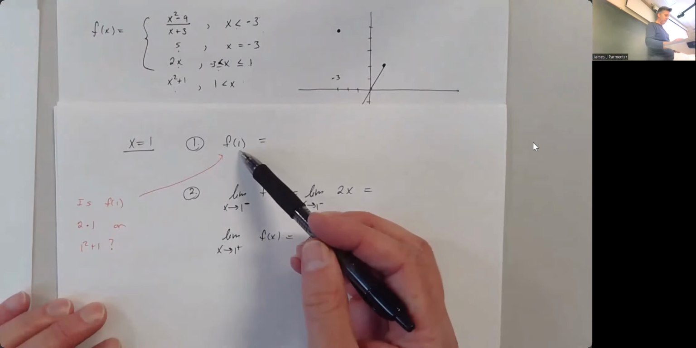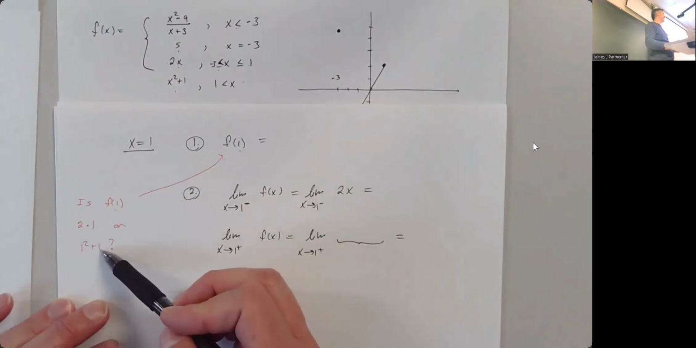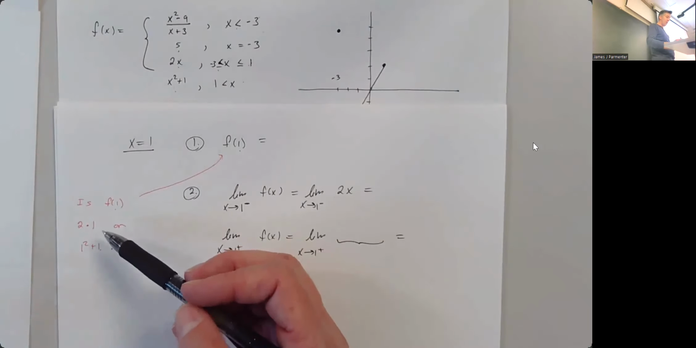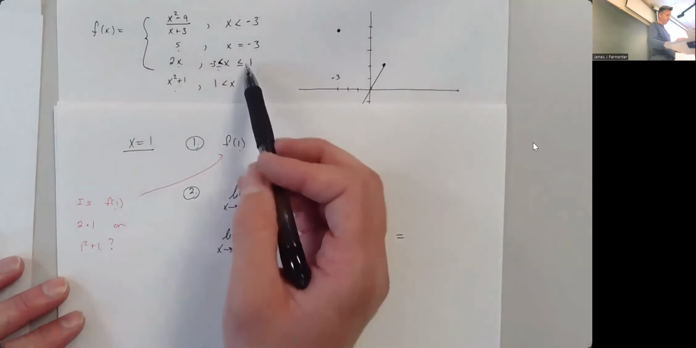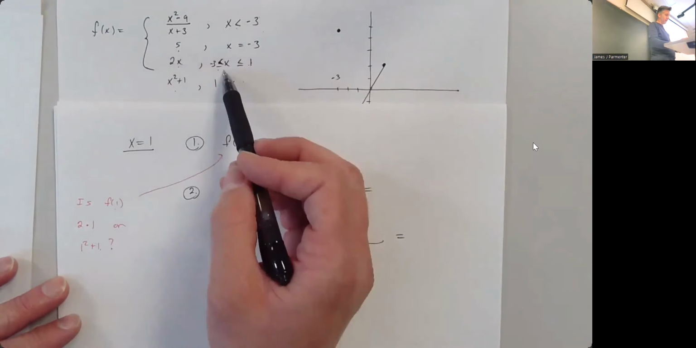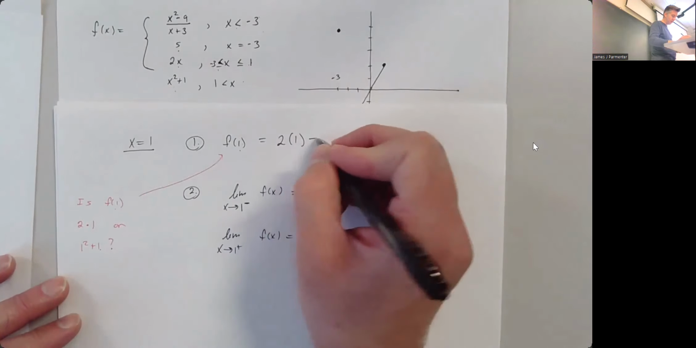For f of 1, I asked the question over here, is f of 1 equal to 2 times 1 or 1 squared plus 1? Now, yes, I recognize those are the same numbers. 2 times 1 is 2, 1 squared plus 1 is 2. But for this evaluation here, we should definitely be plugging 1 into this third piece here where x is equal to 1. So we are going to write it as 2 times 1, which is 2.